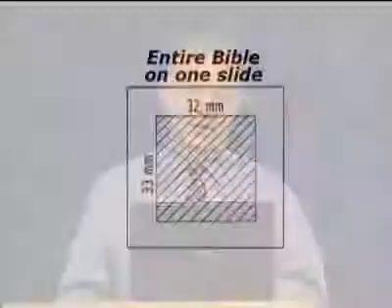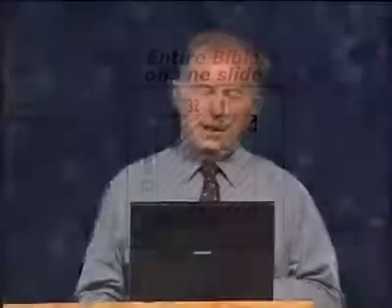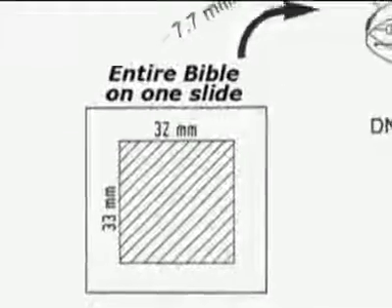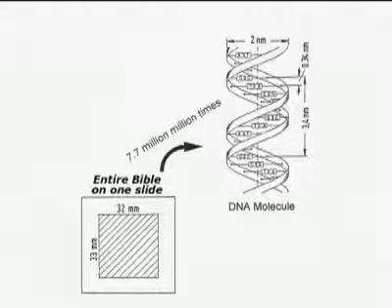Another example, I have a very small Bible. Yesterday I said my heaviest Bible is 11 kilograms. My smallest Bible is only a slide, and this slide contains the complete Bible. I have compared the density of information of this slide with the density of information in the DNA molecule. And we see here on this picture, in the DNA molecule, the information density is 7.7 million times higher. So it is a very high density of information.